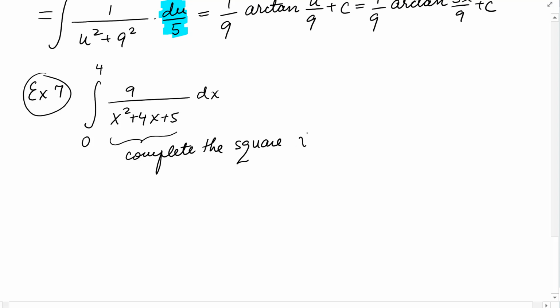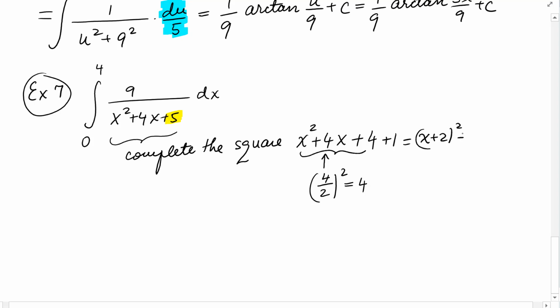Well, to complete the square, we copy the first two terms, and then we add the middle constant divided by 2, squared. Well, this is equal to 4, so we add a 4. But originally in the problem we had a 5. So then I have to do 4 plus 1. Now this trinomial is exactly x plus 2 squared and then plus 1. So this integral becomes 0 to 4 of 9 over x plus 2 squared plus 1.